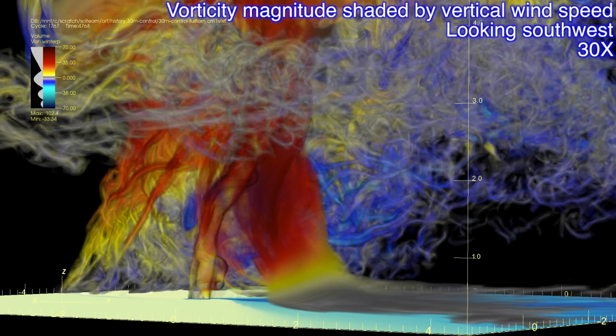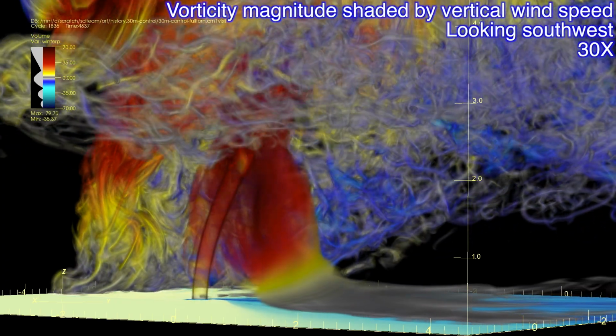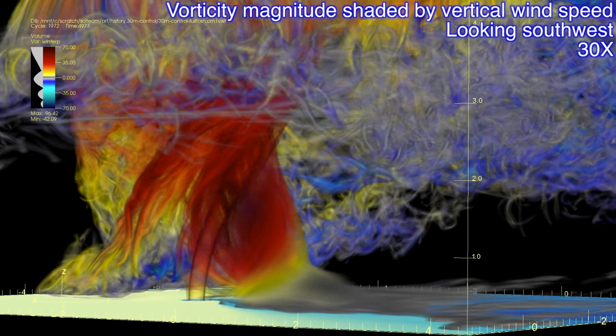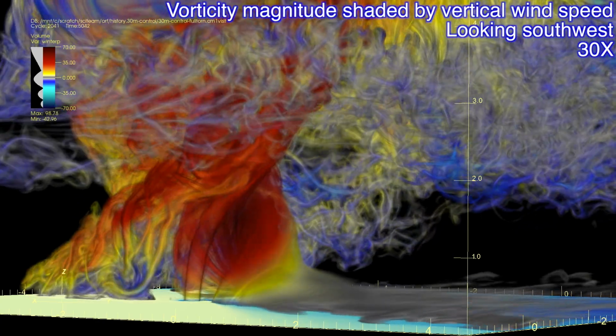So here is our tornado. It's doing all sorts of cool stuff. That was an anticyclonic vortex that got slurped up along the tornado. There's a tremendous amount of turbulence. The rear flank of the storm is kicking out all this mess.